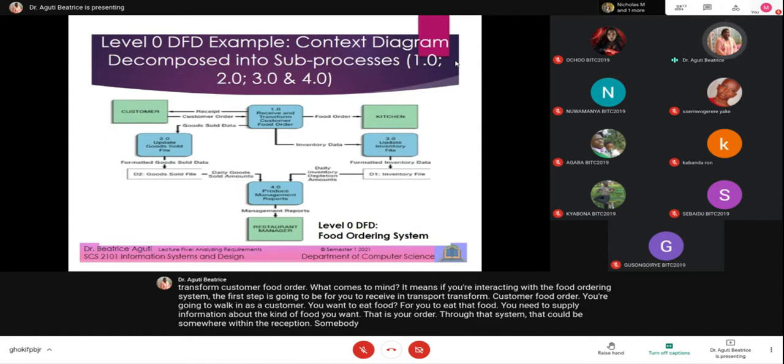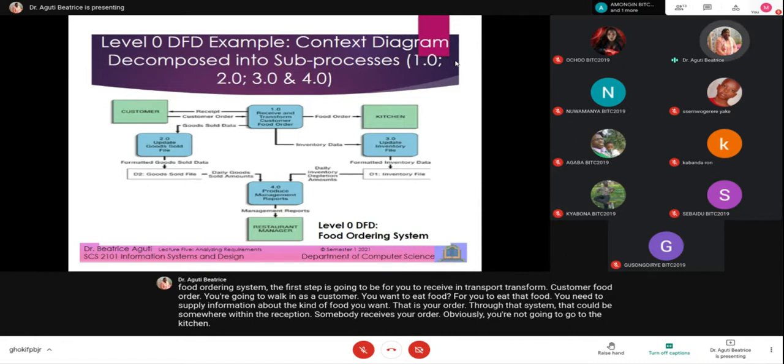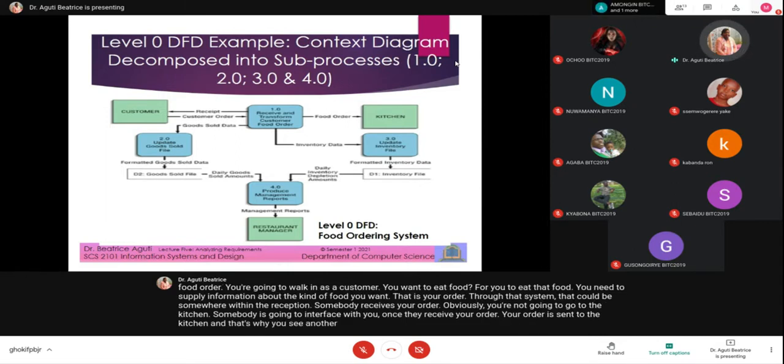Through that system, that could be somewhere within the reception, somebody receives your order. Obviously, you're not going to go to the kitchen. Somebody is going to interface with you. And once they receive your order, it is sent to the kitchen. And that's why you see another data flow labeled food order.